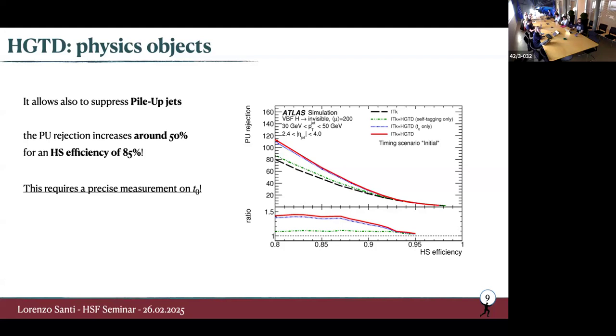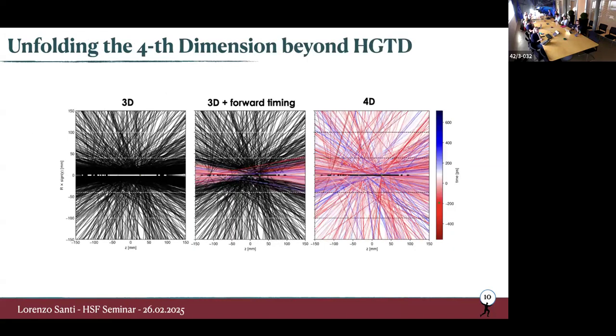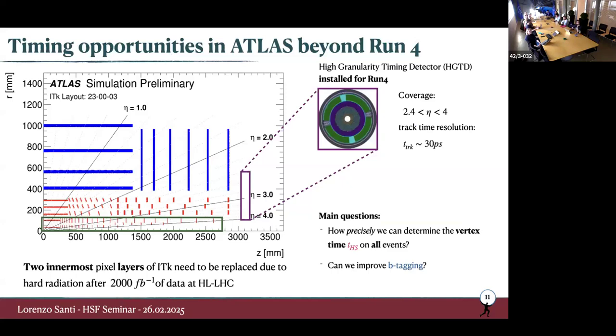And of course, I want to stress the point that this requires a precise measurement of the T0. When saying so, it is because we actually don't have hermetic coverage in time, while we have been studying this, let's say, beyond Run 4. So what if we have timing and hermetic coverage in ATLAS beyond HGTD?